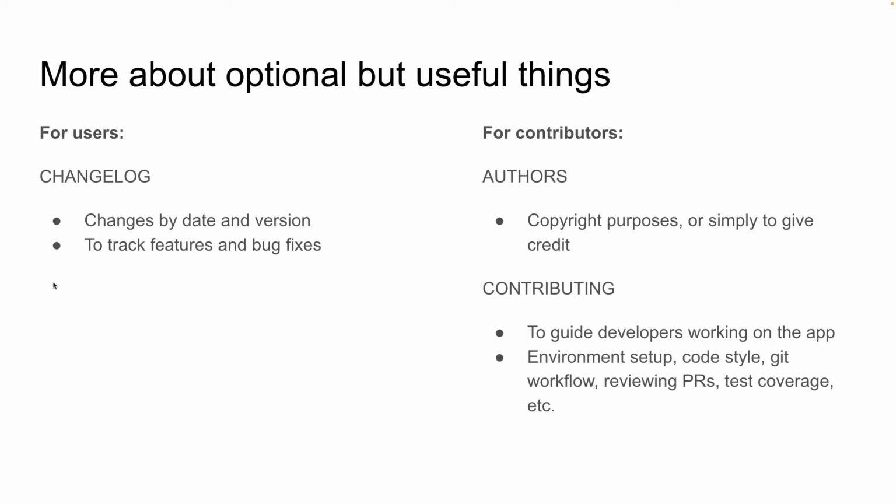The authors file is useful for contributors to give credit to people that work on the application. And then if several people work on the package, you would probably want to have a contributing guide. That's where you would put instructions about your environment setup, what code style you prefer to use, what kind of Git workflow, how to review PRs, how people should test this, what your requirements for test coverage are, etc.